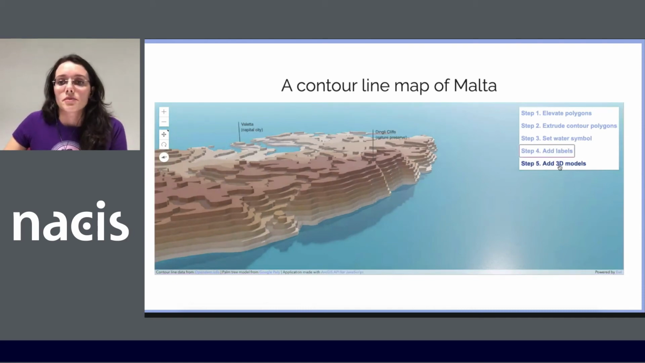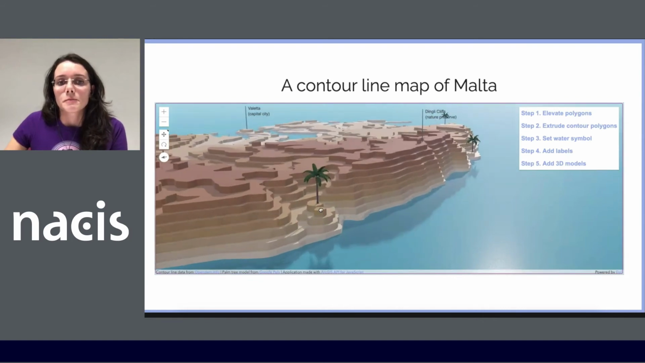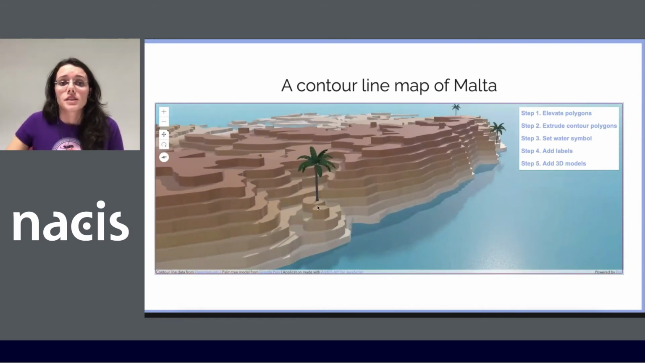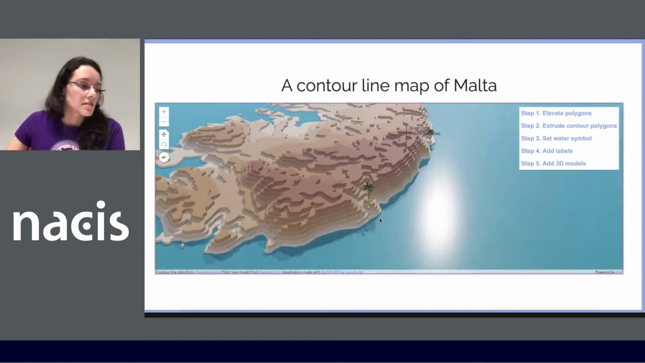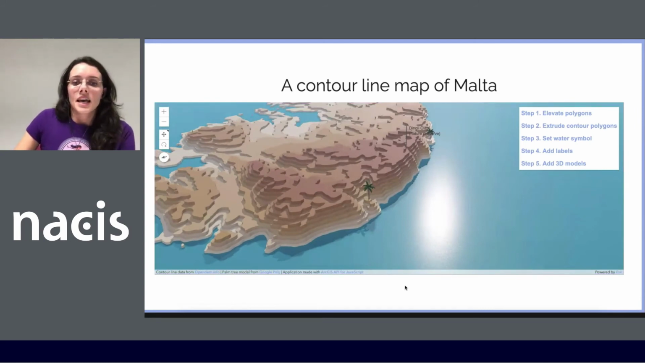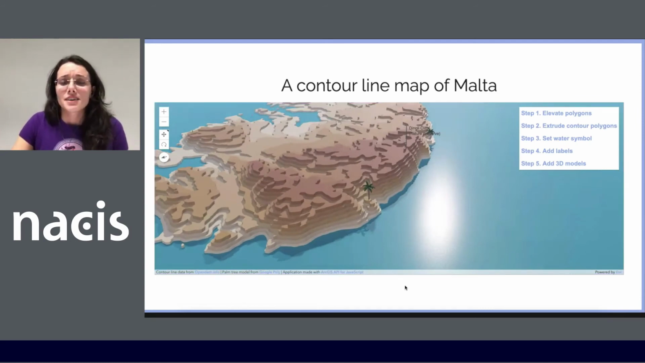These are just examples, and again as gimmicks, I added some 3D palm trees here. These are basically just points that have a 3D model as a symbol. Right, so this would be another type of map. And I could show you many others.